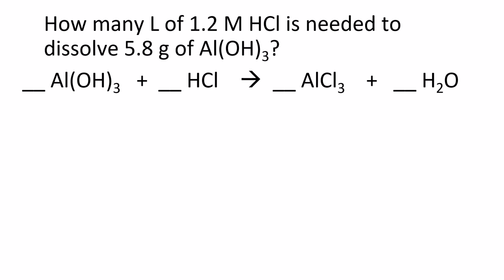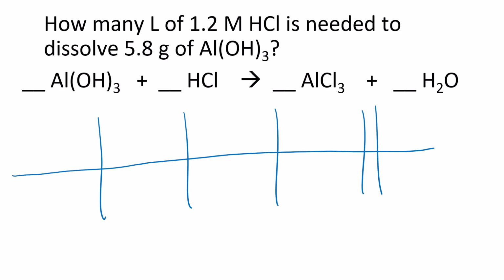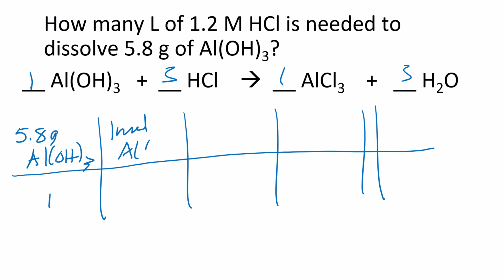How many liters of 1.2 molar HCl is needed to dissolve 5.8 grams of aluminum hydroxide? So grams to liters again, it is going to be a total of 4 steps. Okay. So balance really quick. 3, 3, 1, and 1. So 5.8 grams of Al(OH)3 on the bottom over 1. 1 mole of Al(OH)3, and then 78.004 grams of Al(OH)3.